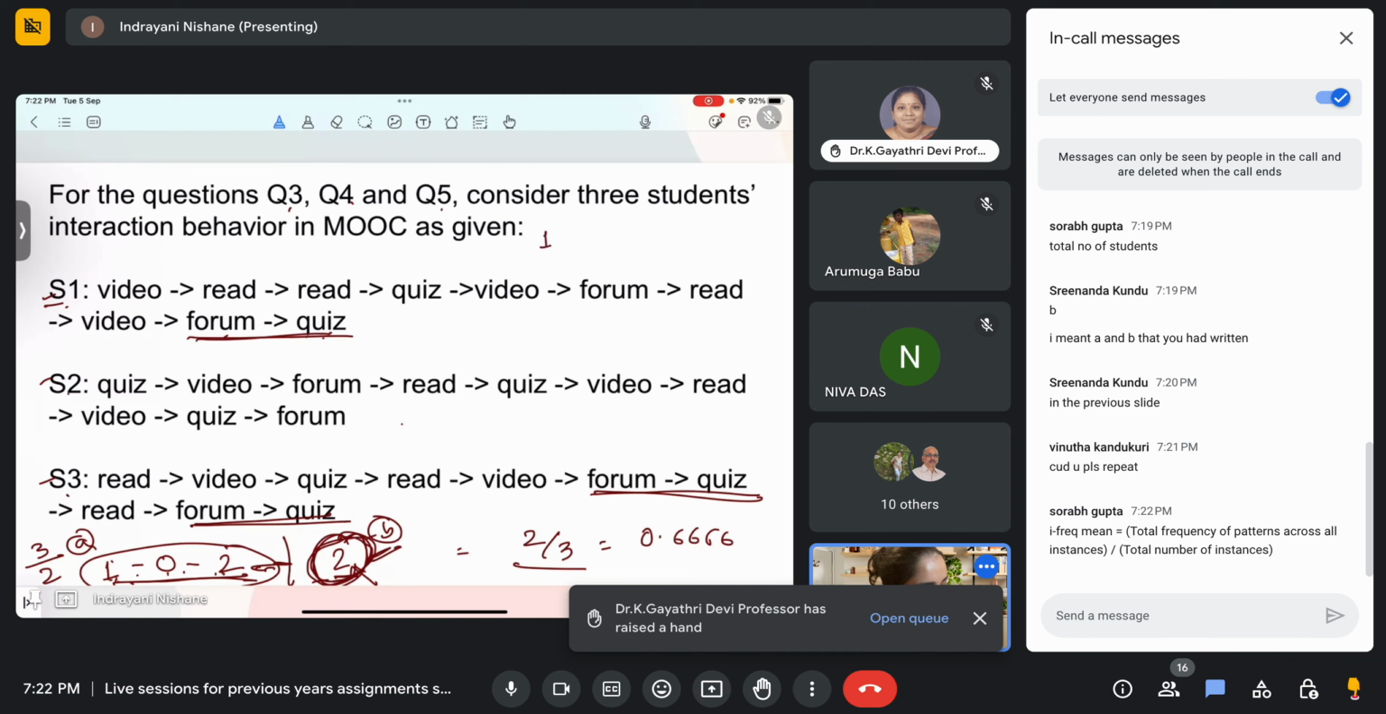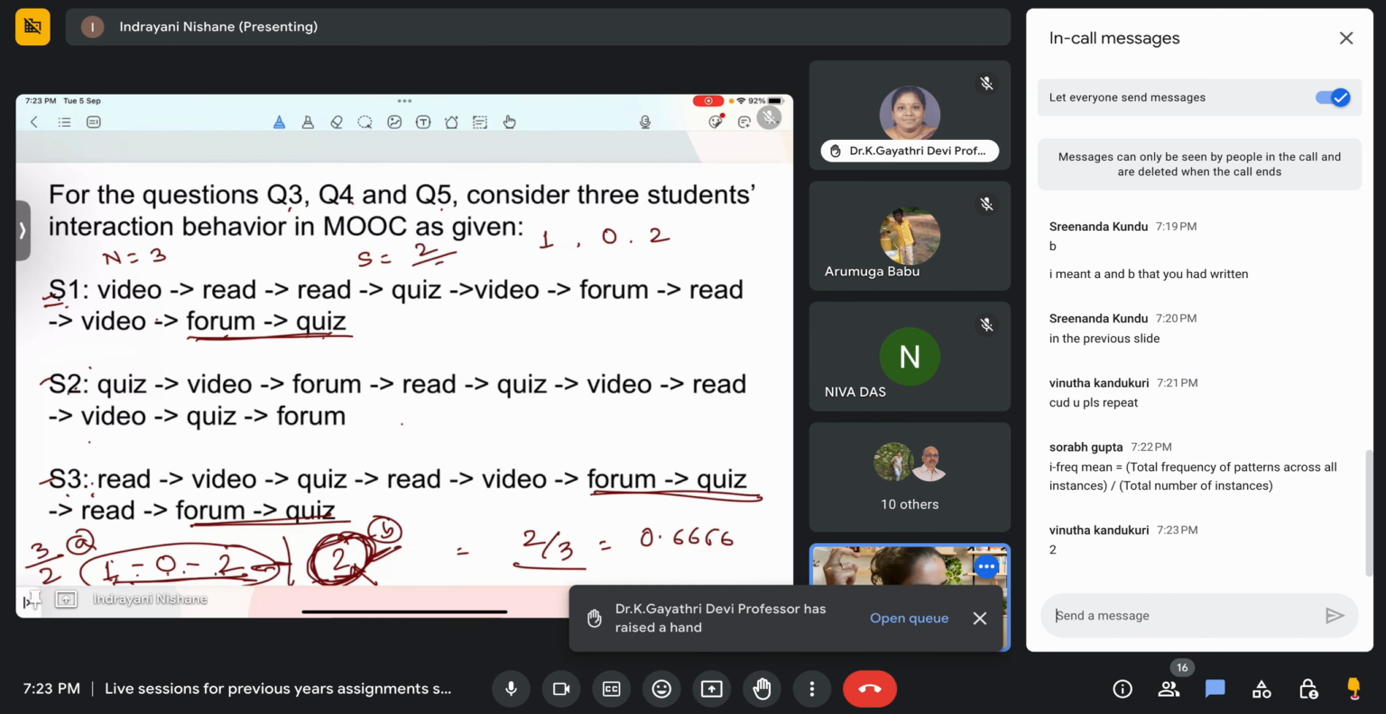Let's note down here 1, 0 and 2. And how many students out of 3? The total number of students is 3. For how many students out of 3 is this observed? For 2 students, right? So S support is for how many it is occurring at least once, which is 2, out of all 3. So that's why it is 2 by 3.